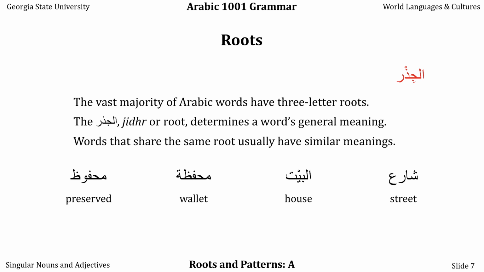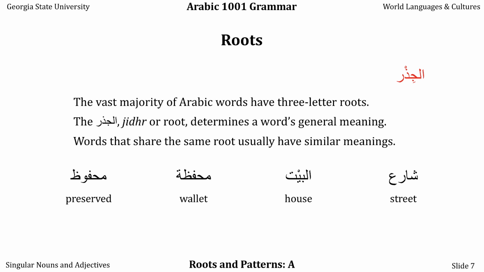Now we've got mahfadha, which has the same wazn or pattern as maktaba, and if you're already guessing that meem at the beginning of a word is often a grammatical prefix and not part of the root, you're guessing correctly. Our root here is ha-fa-dha, and the root ha-fa-dha means to preserve. A wallet is a place where you preserve things, just like a maktaba is a place where you write.